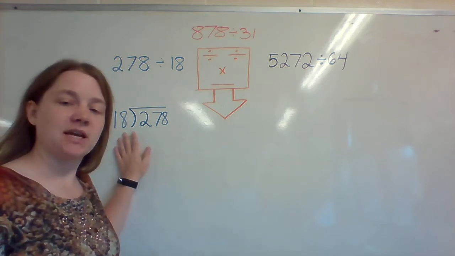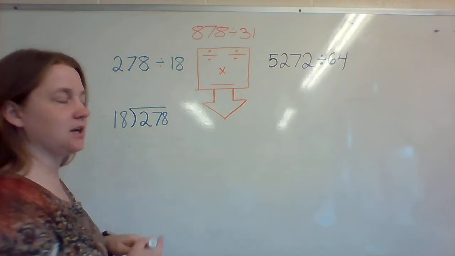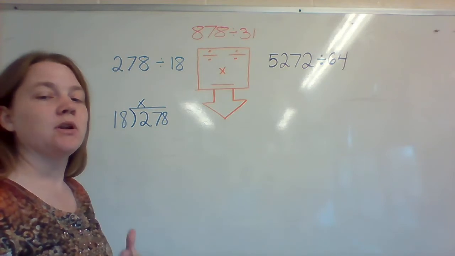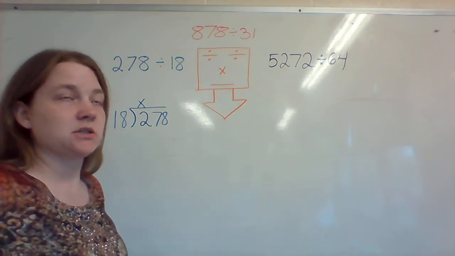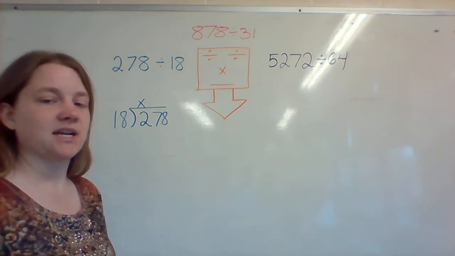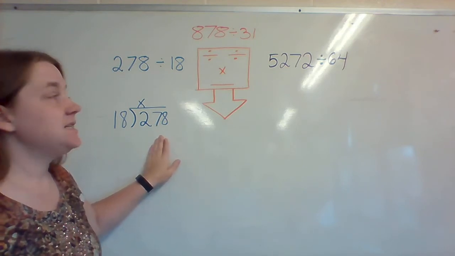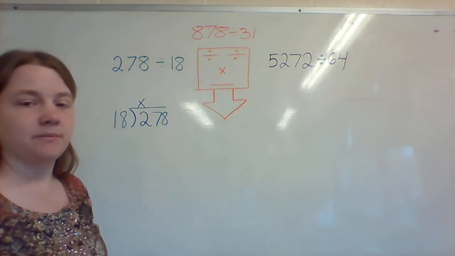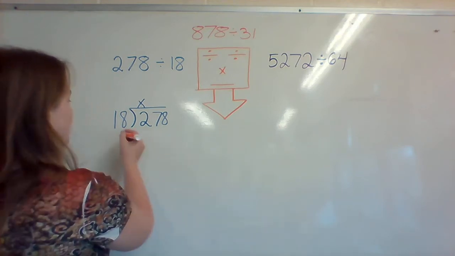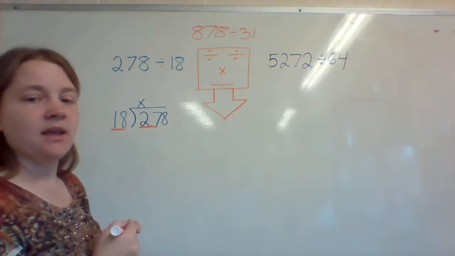So let's take a look at what that's going to look like. First of all, can 18 go into 2? Nope, 18 can't go into 2. So I'm going to put an X above that 2 so that I remember not to write anything above there, so that I put my answer in the right spot, which is going to be super important as we continue through this section. Now, can 18 go into 27? Yes, 18 can divide into 27. Now I need to know how many times 18 can go into 27.